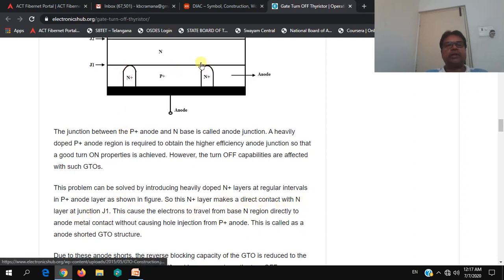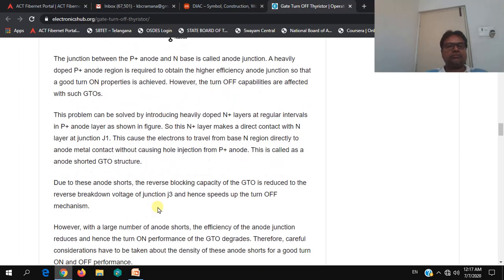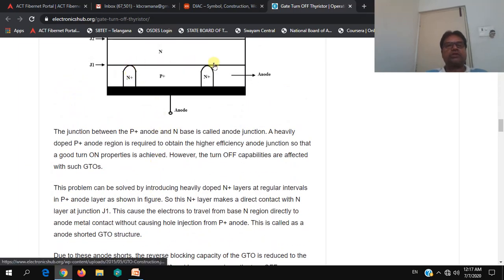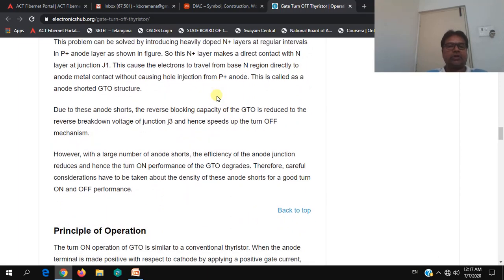These fingers will be making direct contact with the N layer at junction J1. This is called the anode shorted GTO structure. Anode shorted GTO structure is nothing but the interdigitated GTO structure.